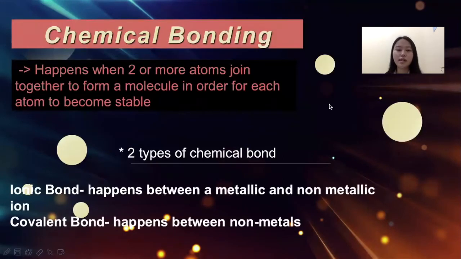Next, I'm going to discuss chemical bonding. Chemical bonding happens when 2 or more atoms join together to form a molecule in order for each atom to become stable. There are 2 types of chemical bond. First is ionic bond, and second is covalent bond. Ionic bond happens between a metallic and a non-metallic ion, while covalent bond happens between non-metals. Ionic bond basically transfers electrons, while covalent bond basically shares electrons.